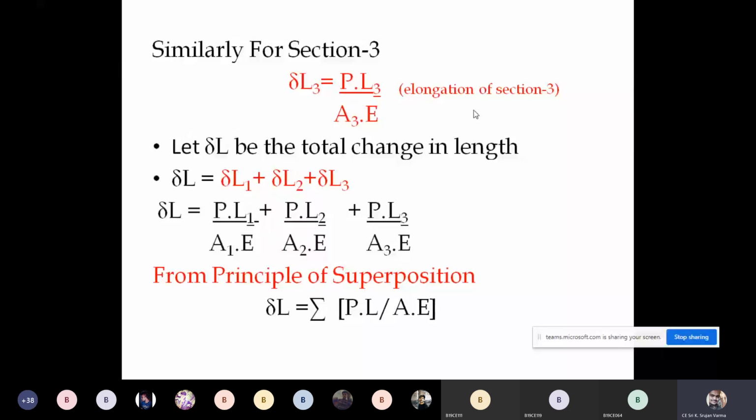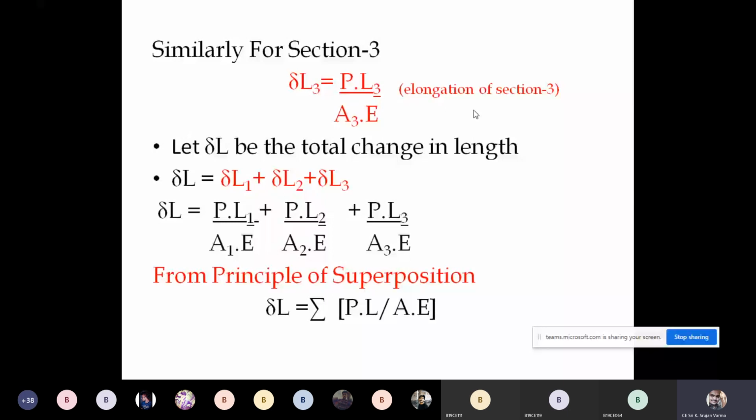Keep a star mark to this formula and write down that at least 3 questions will appear in the GATE examination based on this formula. And in public service examinations, nearly 4 to 5 questions will appear. Principle of superposition will be explained tomorrow. Don't worry about the principle of superposition.